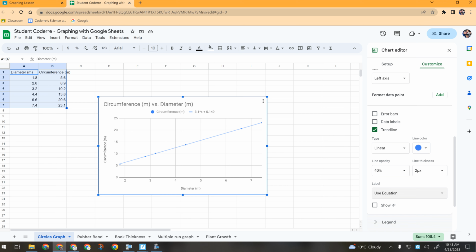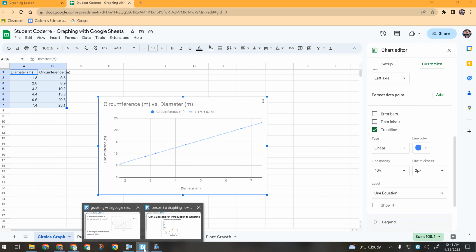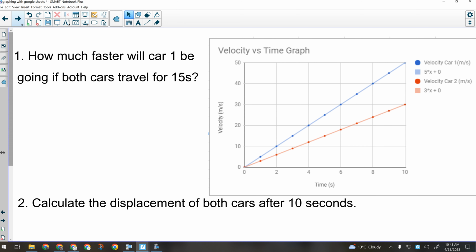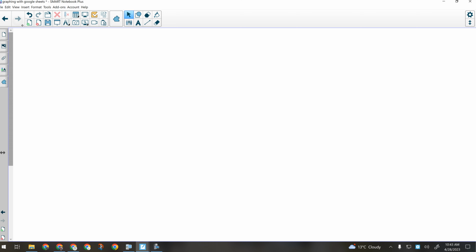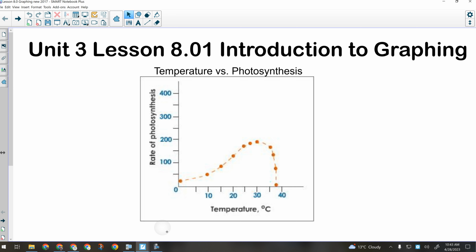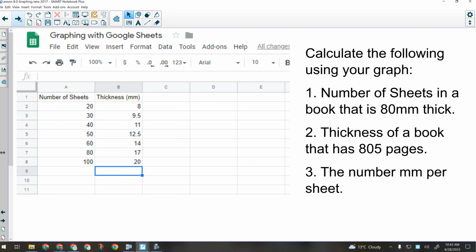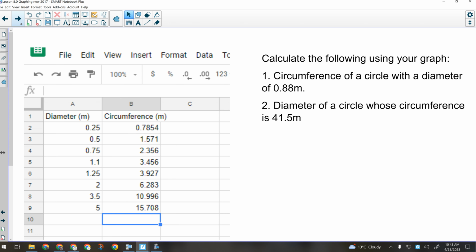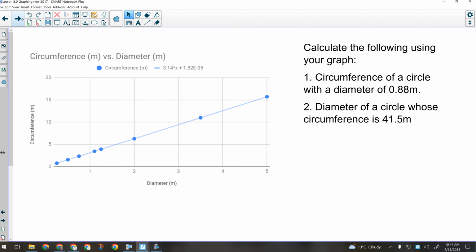So let's have a look at what that looks like here. This is totally different data. Oops, I grabbed the wrong data. There it is. So I get my data on there, and my graph looks like this. In fact, the last time I did it, I got 3.14, and I got a y-intercept that was practically 0.